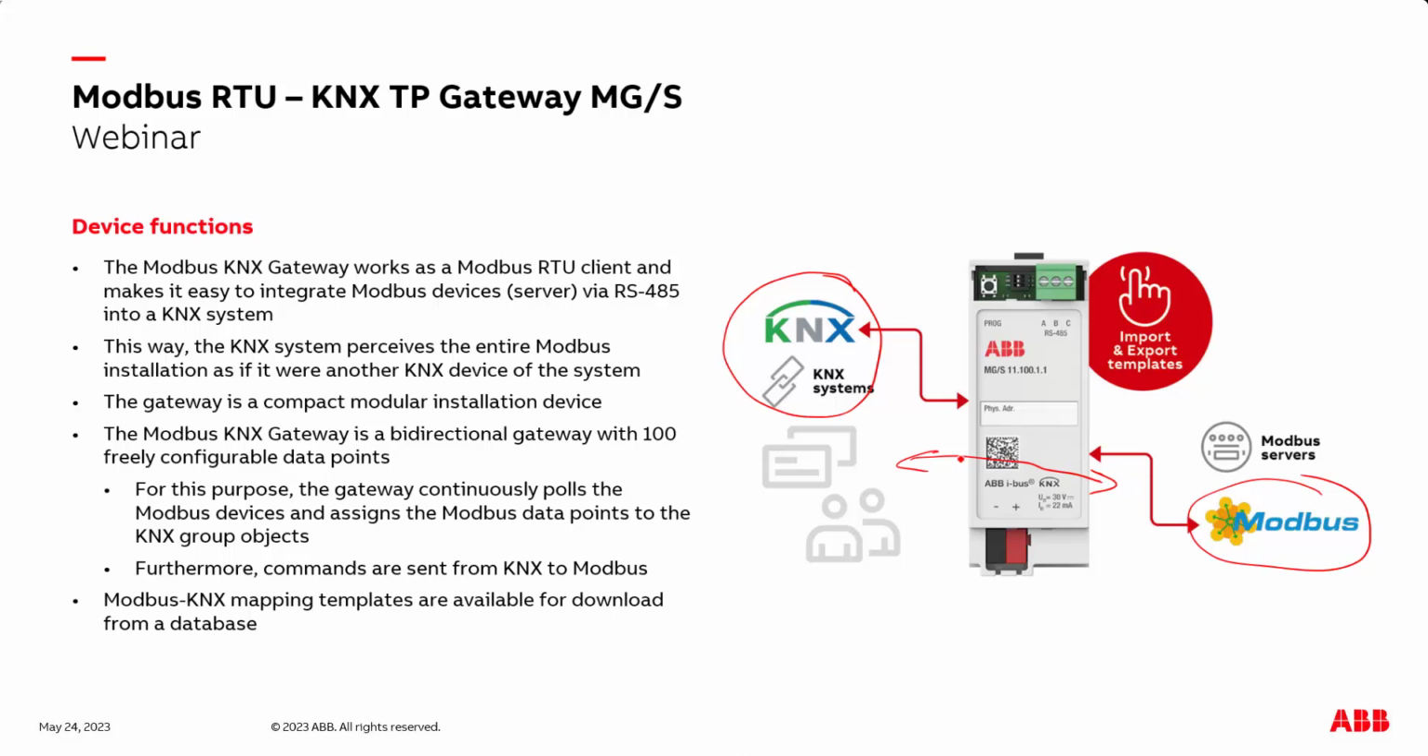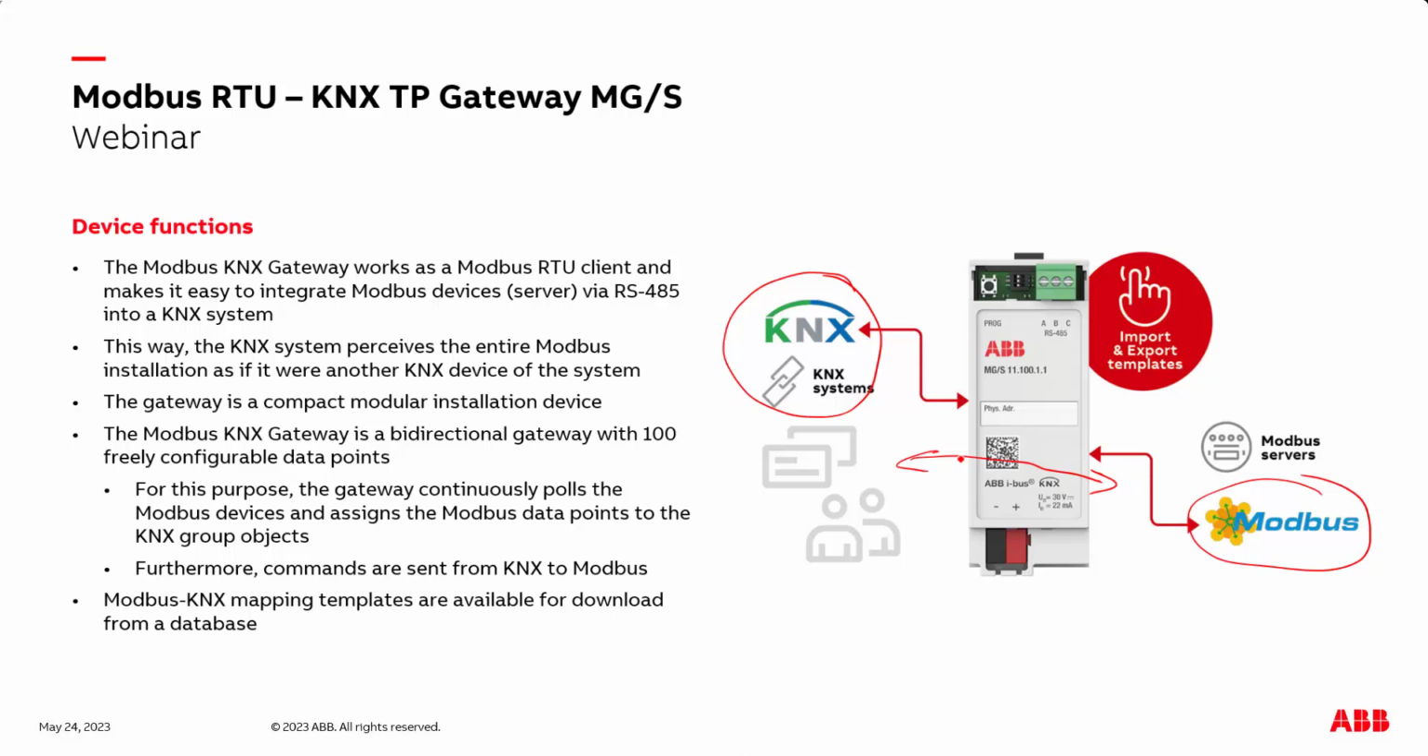For this purpose, the gateway continuously polls, or sends requests to, our Modbus devices, like for example our meters, and assigns the answer to our KNX group object via the so-called Modbus data point mappings. This is what we have to do to convert our Modbus values into KNX data points. Furthermore, we can send commands from KNX into our Modbus world. For example, in a room we have a KNX room temperature controller and a Modbus fan coil controller.